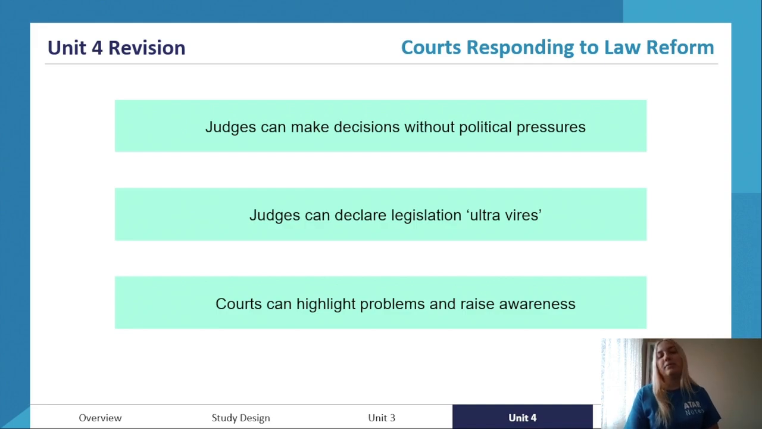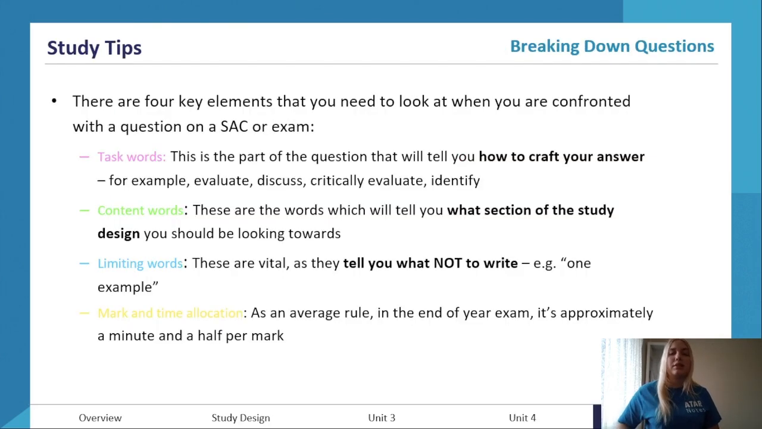Now, court's ability to respond is a bit different. Judges can make decisions without political pressures, and they have no connection to Parliament, so they're more likely to respond to the need for law reform if it is needed. They can also declare legislation ultra vires or invalid, beyond the scope of Parliament's lawmaking powers, and they can highlight problems and raise awareness through their obiter dicta comments to Parliament to get them to be aware that there is an area of law reform they need to get on top of.